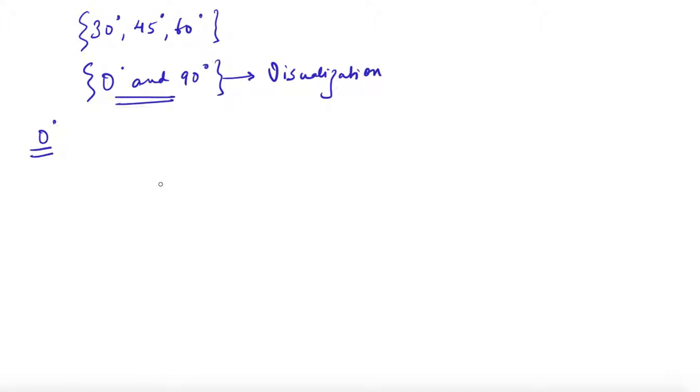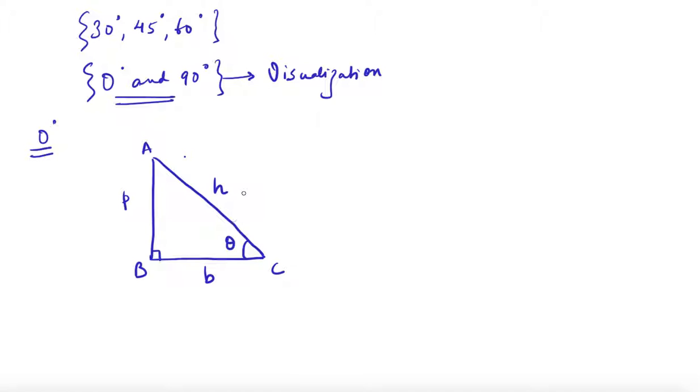Consider a right angle triangle. Say I have this right angle triangle ABC. This is A, this is B, this is C, this is right angled at B, and say this angle is theta. So this is my perpendicular, this is my base, this is my hypotenuse with respect to theta. Now I can write the trigonometric ratios with respect to this: sine theta is equal to perpendicular by hypotenuse, cos theta is base by hypotenuse, tan theta is perpendicular by base, and so on. That is quite easy.